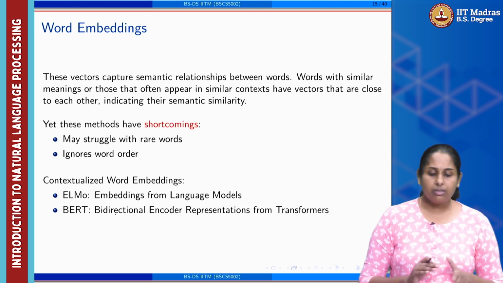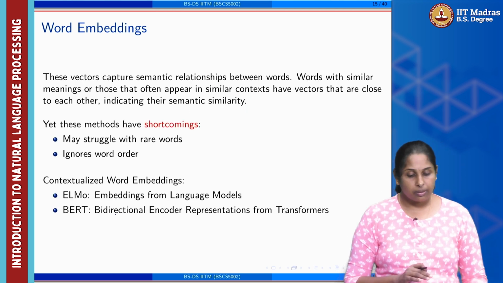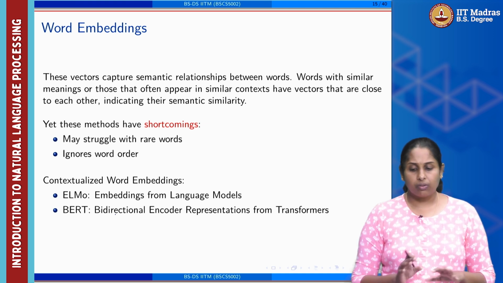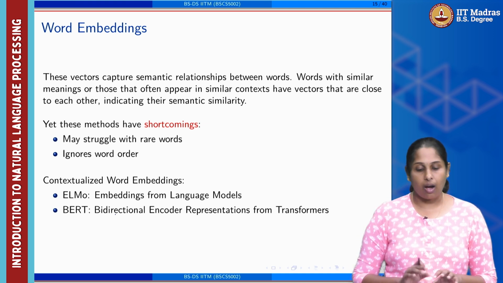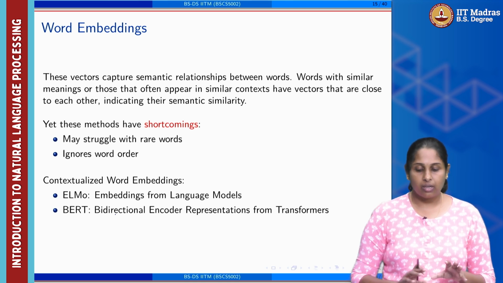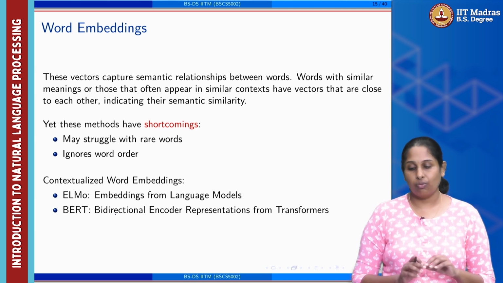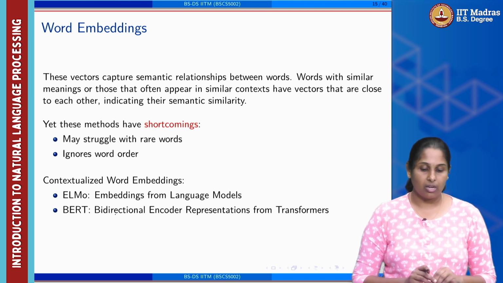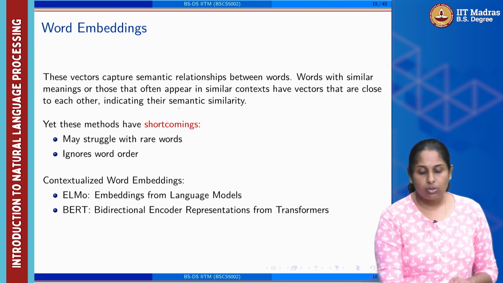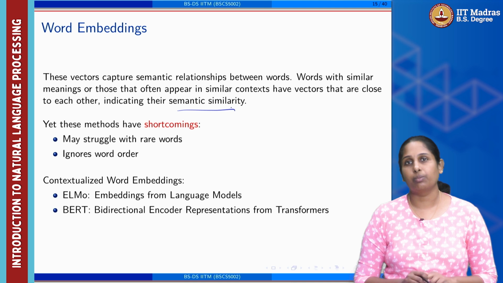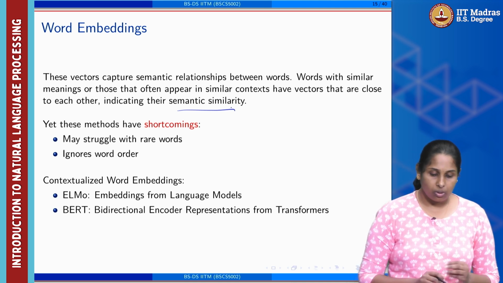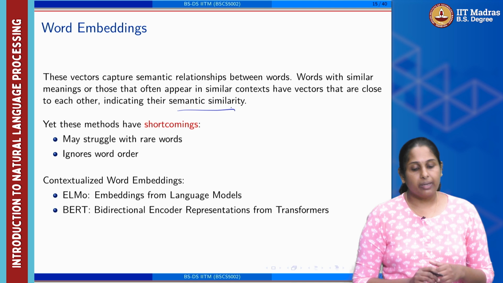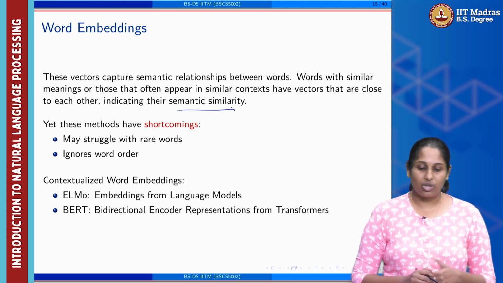Now these vectors capture semantic relationships between words. Let's say words with similar meaning are those that appear in similar contexts. Will they have vector spaces closer to each other or not? This can be indicated through something called semantic similarity. This is one of the best things about word embedding, but still it has its own shortcomings.